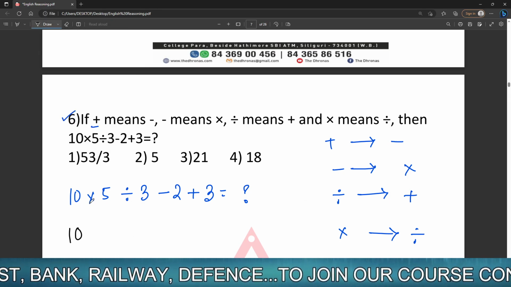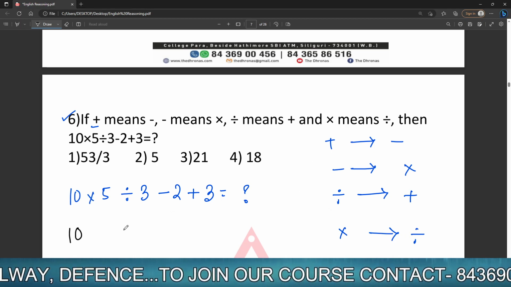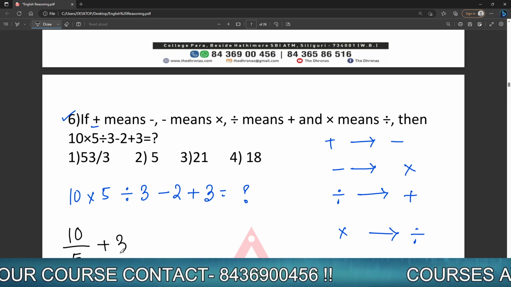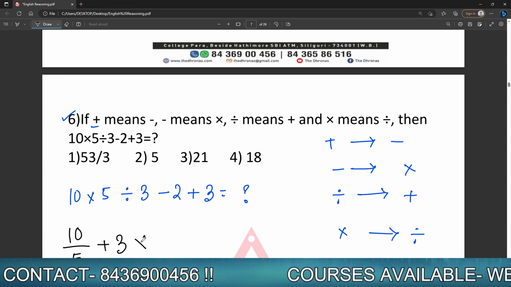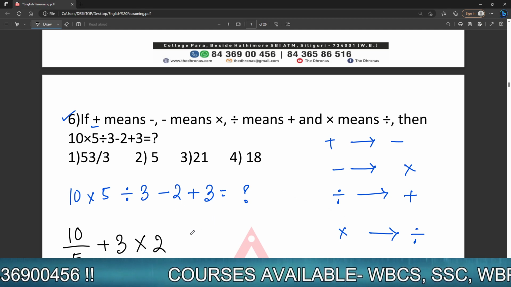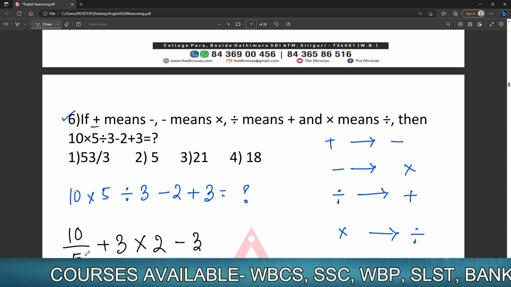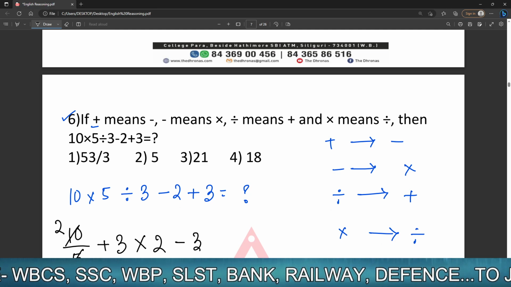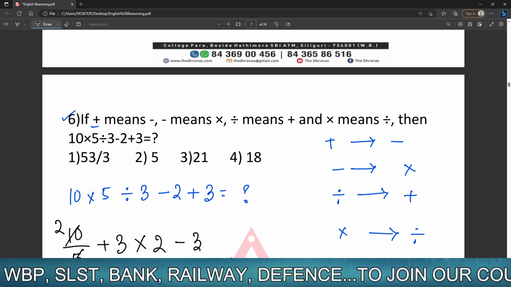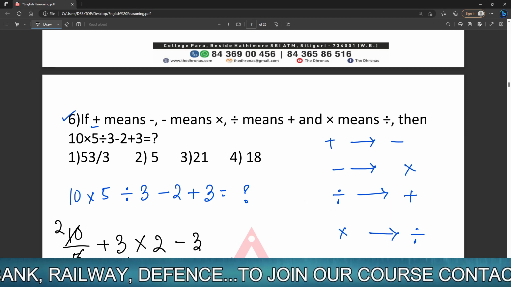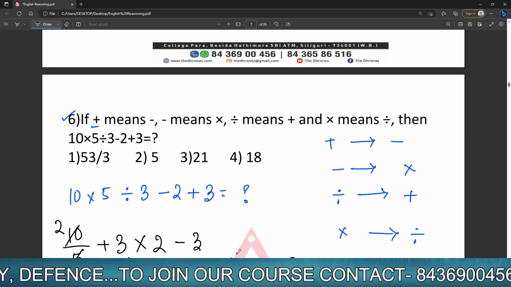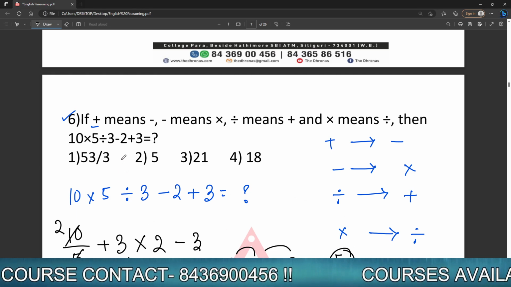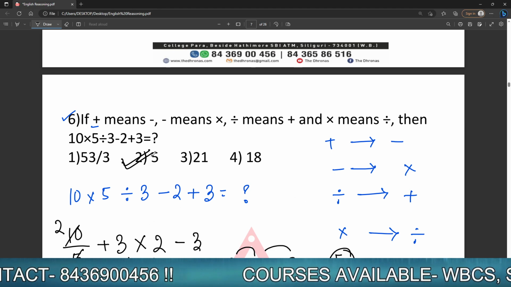Just writing 10, the multiply sign changes to the division sign. So 10 divided by 5, the divide sign changes to plus, plus 3, the minus sign changes to multiplication, and the addition sign changes to minus. So we can see 10 divided by 5 is 2, and 3 times 2 is 6. So 2 plus 3 times 2 is 6, minus 3, which gives us 6 plus 2 is 8, and 8 minus 3 is 5. So the answer for this question is option number 2, that is 5.